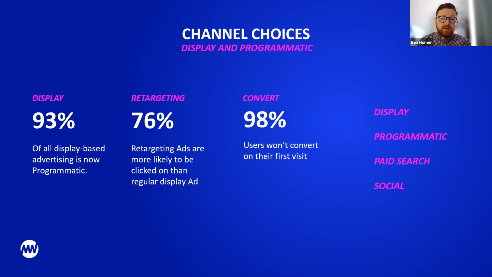When it comes to retargeting, we know that these are a lot more specific. They're based on, or they should be based on, the user and where they've previously been on the website. But 76% of retargeting ads are more likely to be clicked than a standard display ad. Now, that stat is a good one when we talk about interaction, but can be a bit confusing when you look at the real value of display.